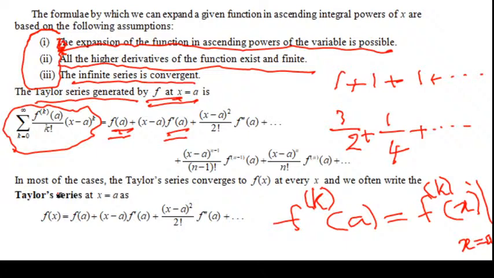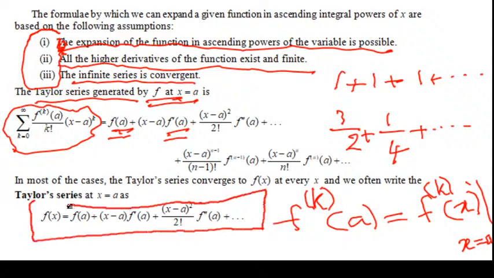Then what we take is this: we consider that series as the Taylor series of the function f(x) at x equal to a, and naturally we denote it as f(x) equal to f(a) plus (x minus a) times f prime of a plus (x minus a) whole square by 2 factorial times f double prime of a plus etc. I request all of you to keep this formula in your memory because we need this formula to do lots of problems.